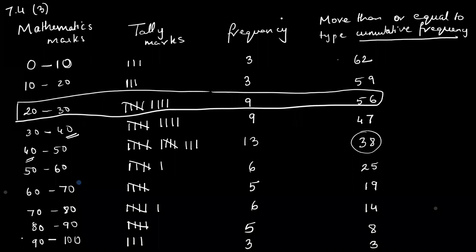Read the third one. How many students obtained marks 60 or above 60? 60 or above 60. Okay. So can you tell me the value? 19. Okay. Correct. And read the last one.